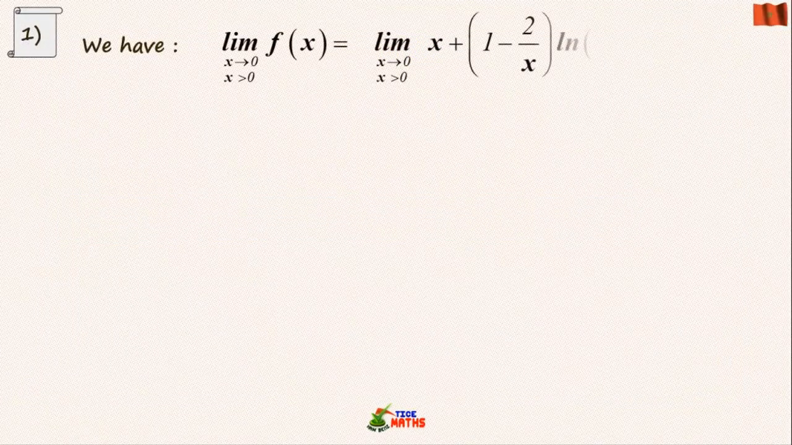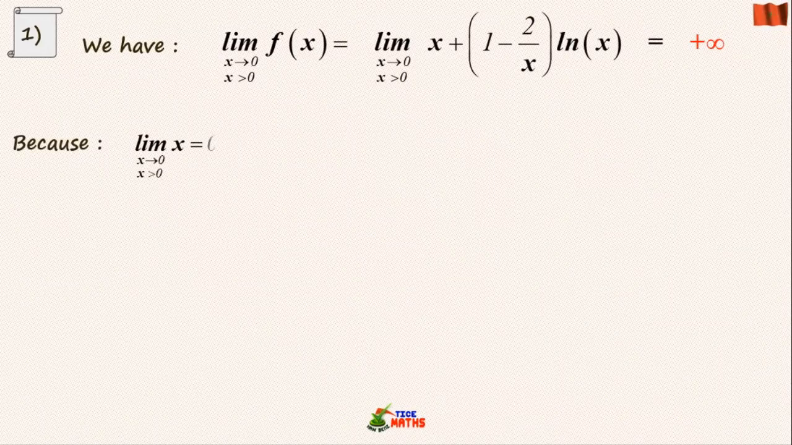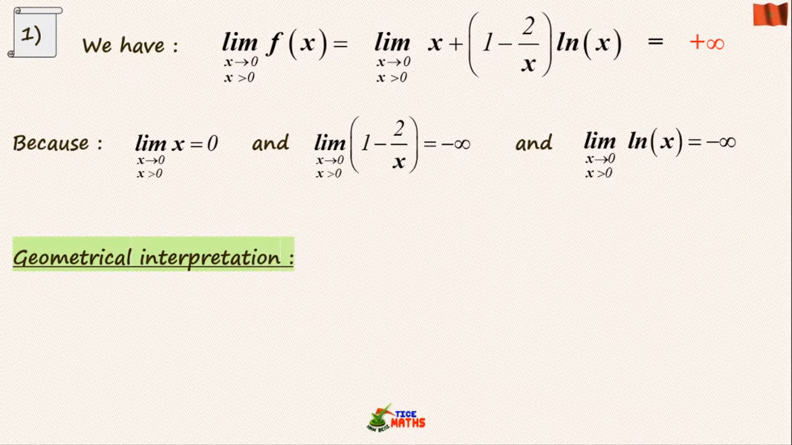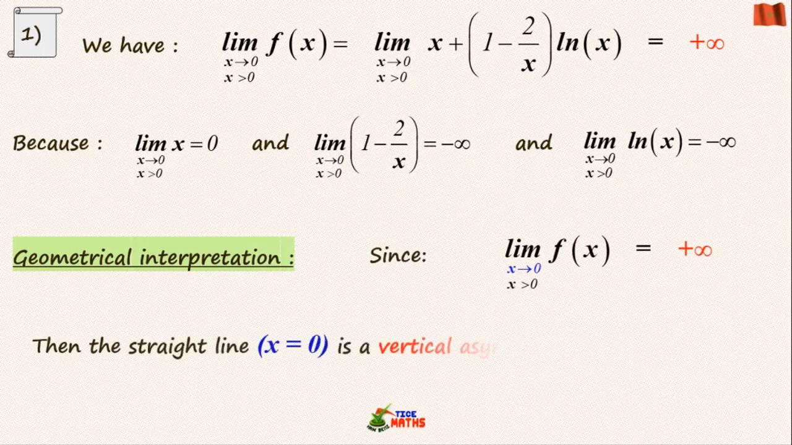The right-hand limit of the function f at 0 can be calculated directly using classical limits and the usual logarithmic limit of ln on the right at 0. Limit f of x at 0 plus is infinite. This means geometrically that the line x equals 0 is a vertical asymptote for the graph C.